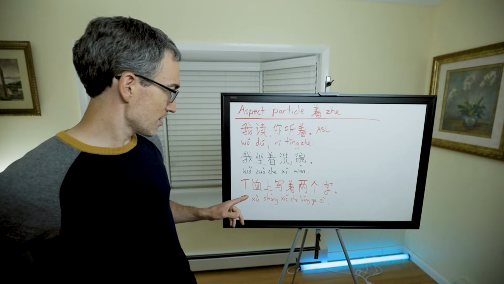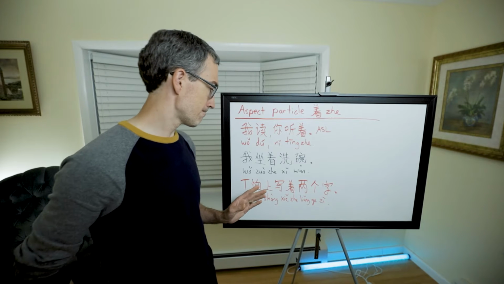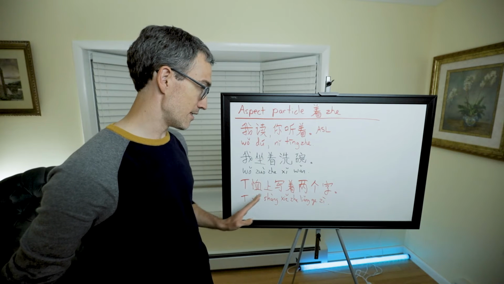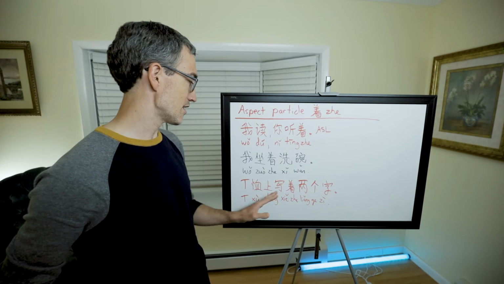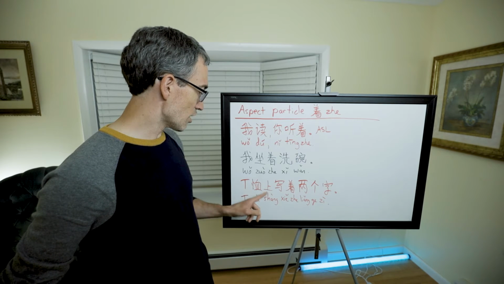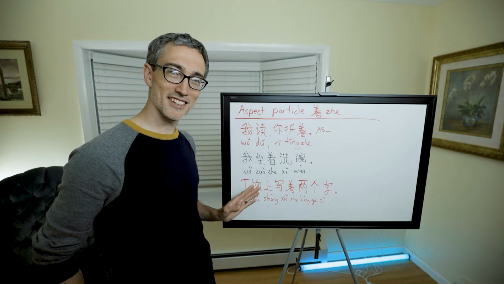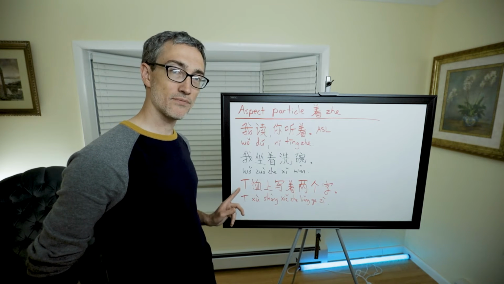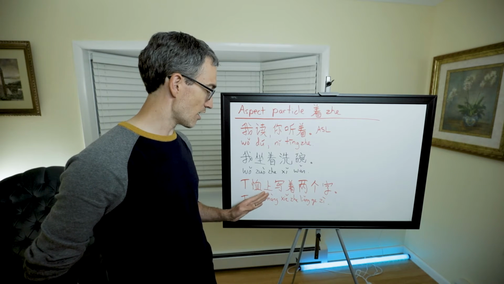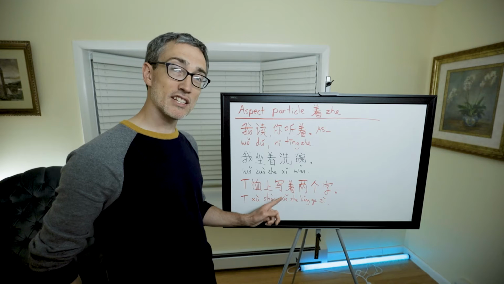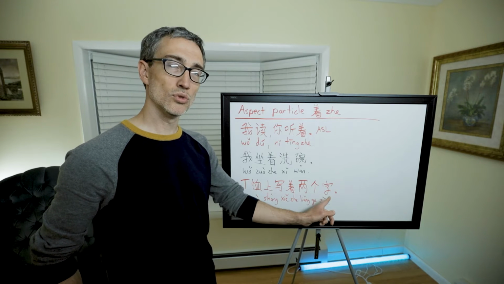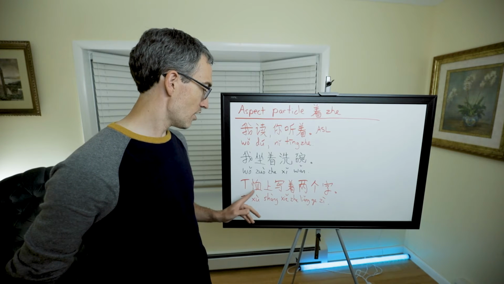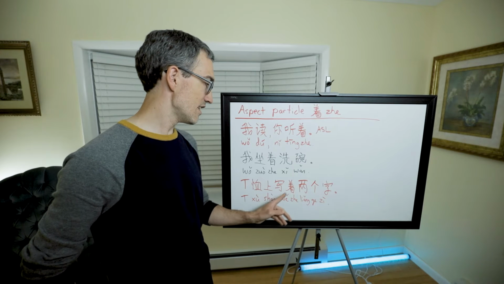And then here we have another example. This is a little bit different, and I'm trying to see if I can describe this. Let me translate it first, and then I'll see if I can describe why it's different. T恤上, T恤 means t-shirt. Isn't that handy? T恤上, on the t-shirt. So this is a place. T恤上. 写着 is written. 两个字, two characters. So T恤上, on the t-shirt, 写着两个字.